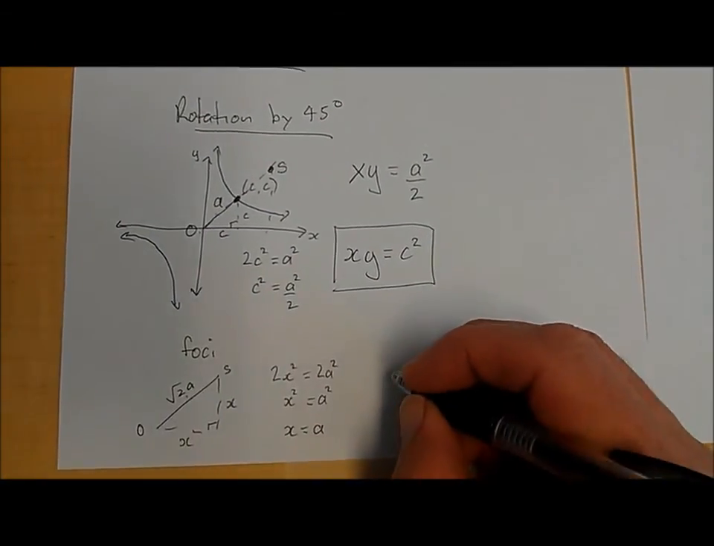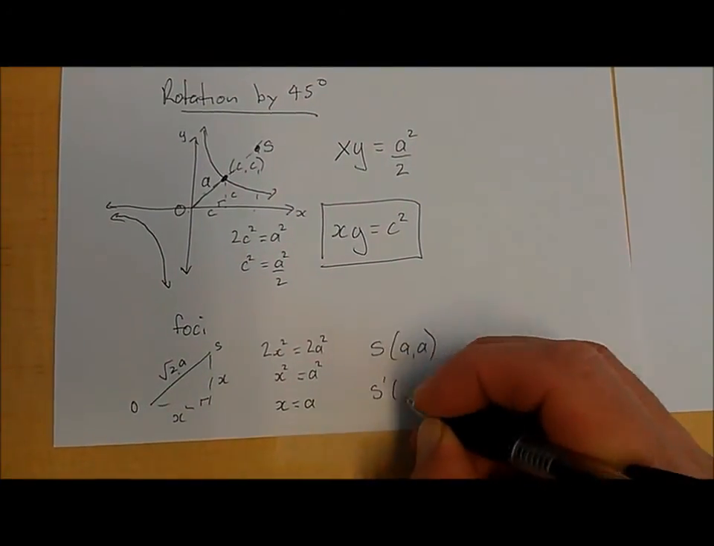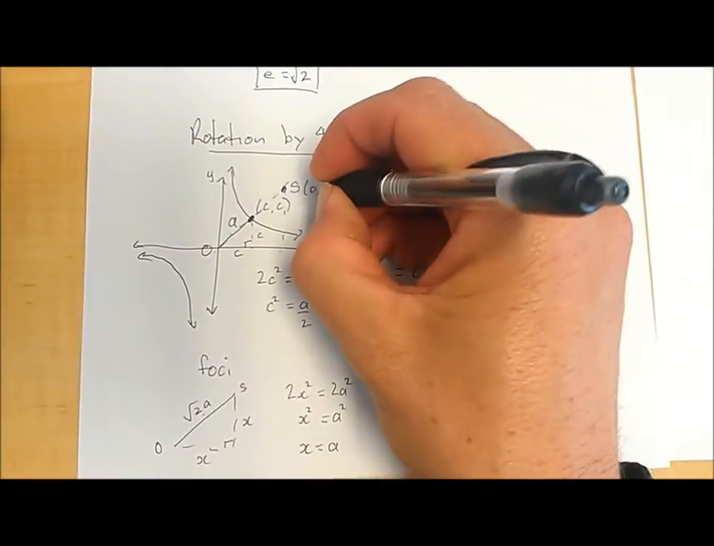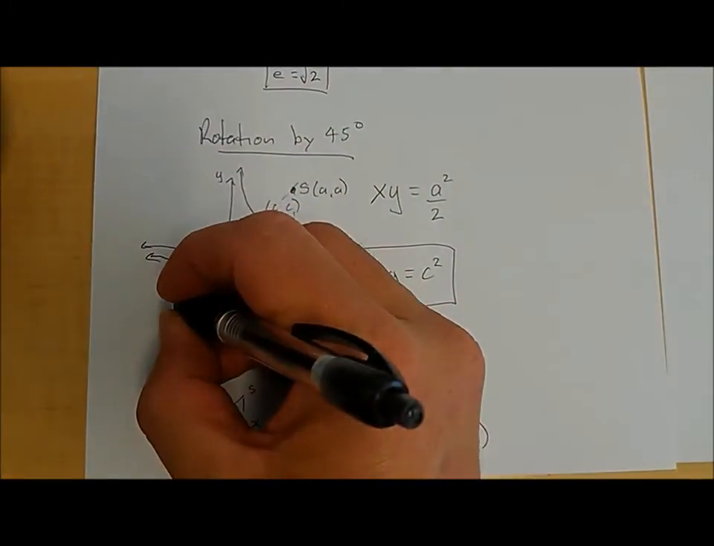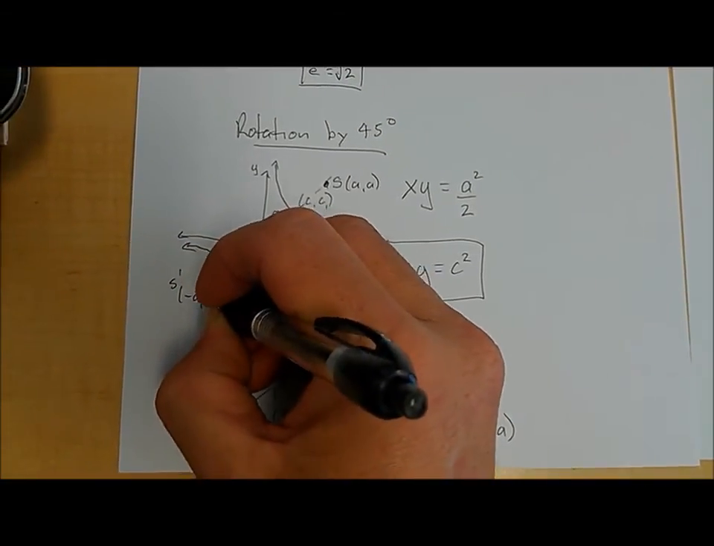And so my foci are now at a, a, and S dash will be at negative a, negative a. So this is a, a, and down here S dash, negative a, negative a.